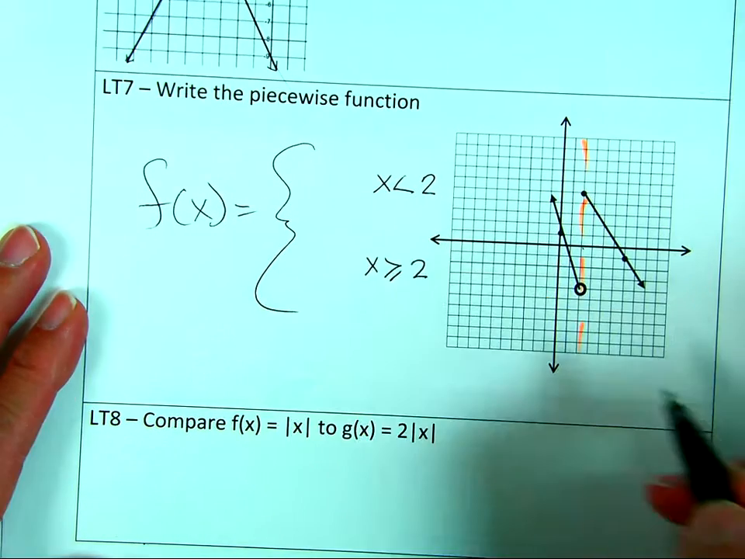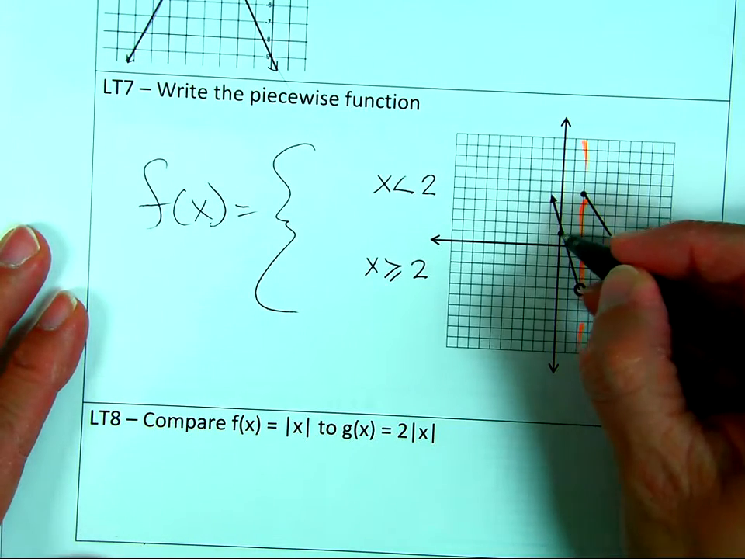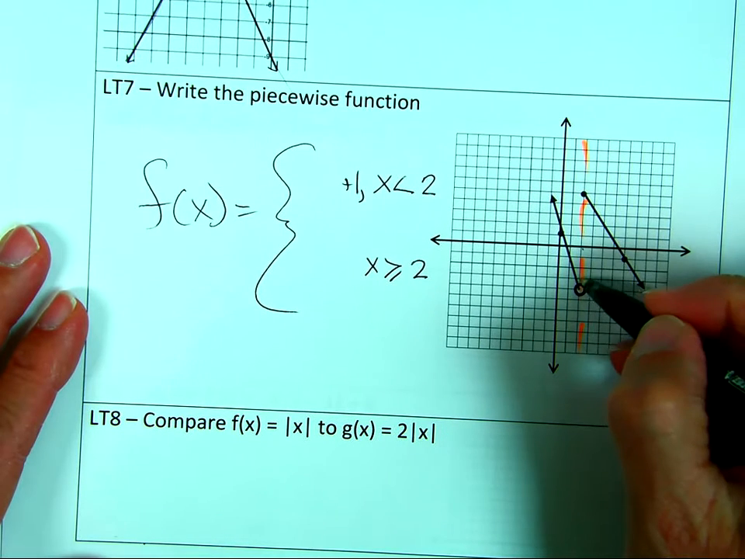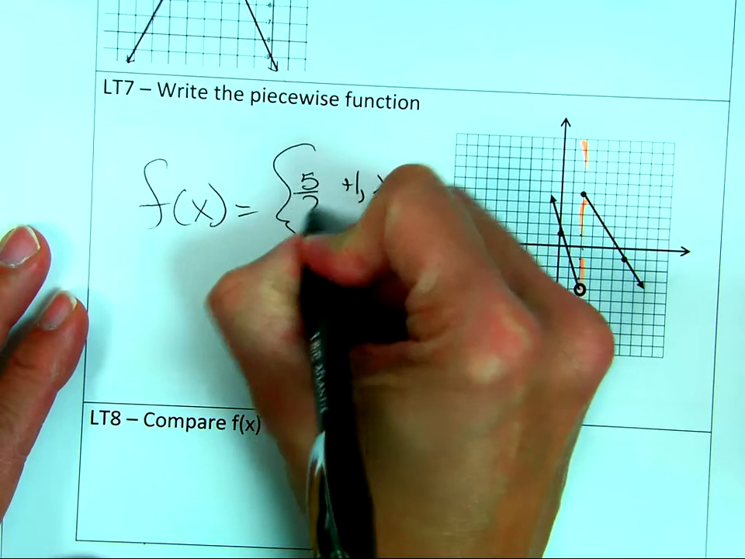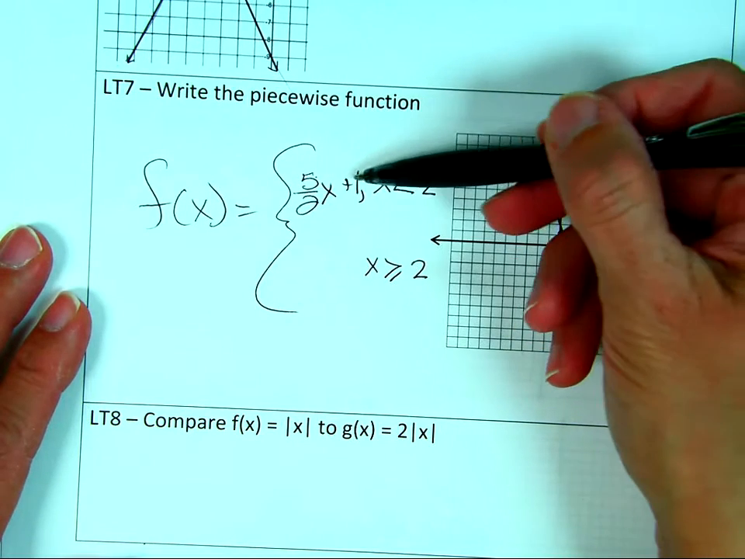And then I just need the equation of the lines. So I look for the y-intercept. This one on the left has a y-intercept of 1, and the slope is 1, 2, 3, 4, 5, 5 halves. So then it's 5 halves x plus 1, because all I need is the slope with an x, and then plus or minus the y-intercept.